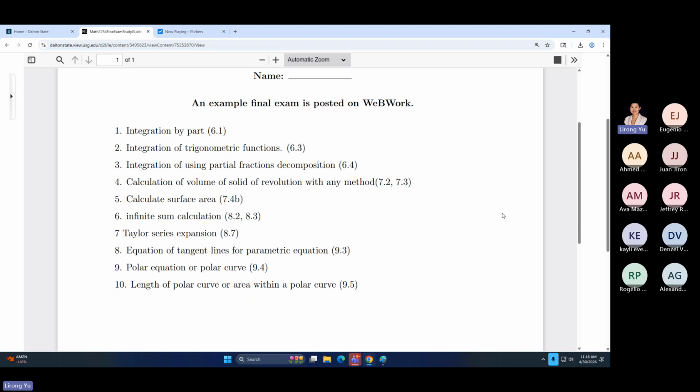And there's a calculation of surface area. 7.4 has two topics, surface area and length of the curve. I felt like we've done a lot of length of curve calculations, so on the final exam, I'm going to put a surface question there.